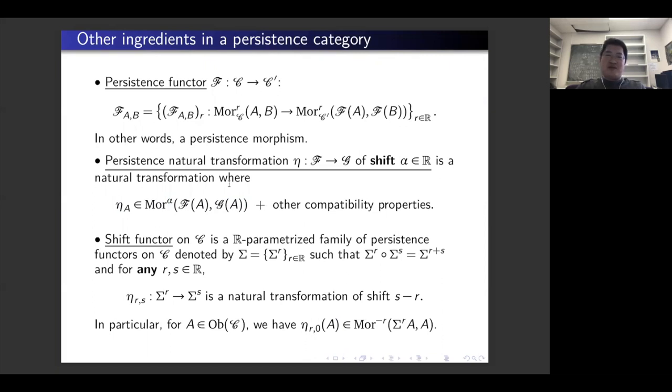As I mentioned earlier, in persistent theory, like in the filtered world, there's an important thing called shift. It's naturally obtained from this R parameterization. So a very important thing for us is the categorical analog of the shift of a persistent module, which is defined in the following way. It's actually an R-parameter family of persistent functors. I will denote this as sigma upper R. It satisfies the condition that the composition is just the sum, R plus S. In particular, if S is minus R, then this composition is sigma zero, which I define to be the identity, and the identity is a persistent functor. There's also some relation between these different functors, so they can talk to each other: there is a natural transformation from sigma R to sigma S with a shift S minus R.